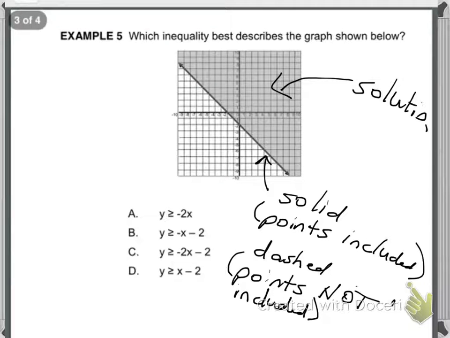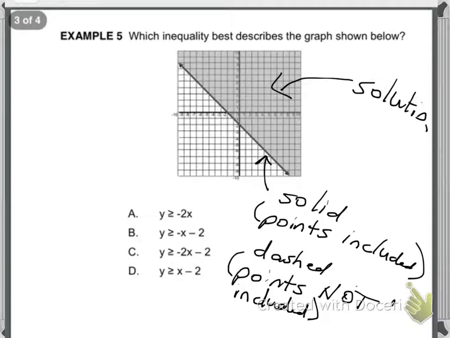Alright, so this is solid. So everything in the gray area plus every point on the line would be part of the solution set. In this case they don't give us individual points, but they could. They could give you a list of points and say which point is part of the solution set, or they could give you a set of points and say which one is not part of the solution set. And so you have to be careful.